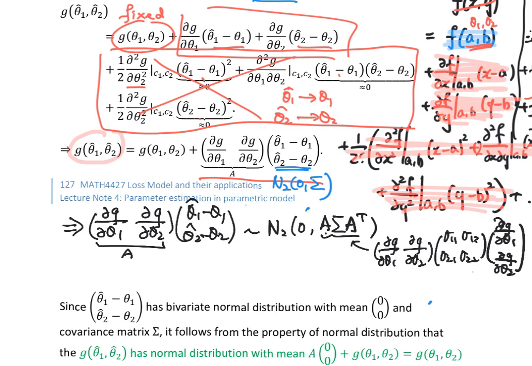Okay, so this is what you get for the second term. Now if you try to add one more term in front of it, then again by the property of the multivariate normal distribution, this sum will have a normal distribution with the mean equal to g(theta1, theta2), and the variance remains unchanged. So here, we are done.